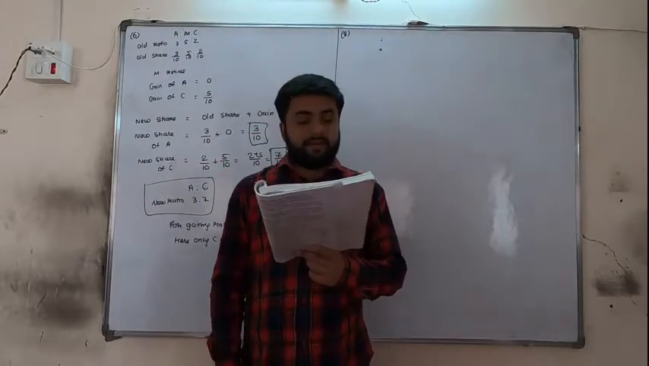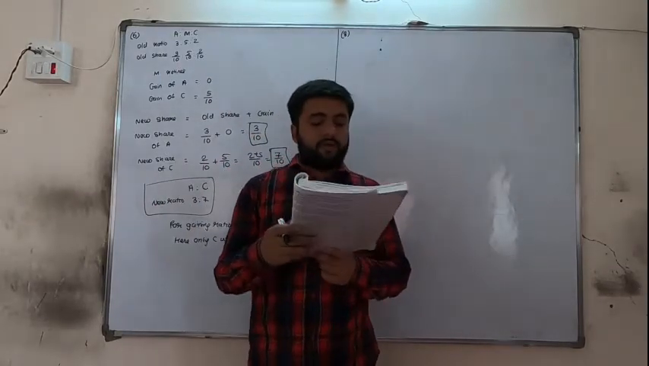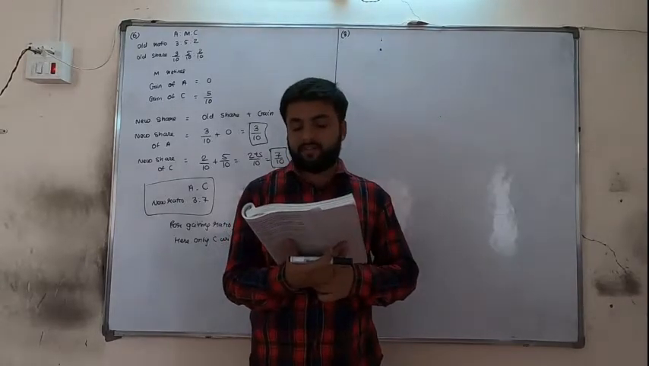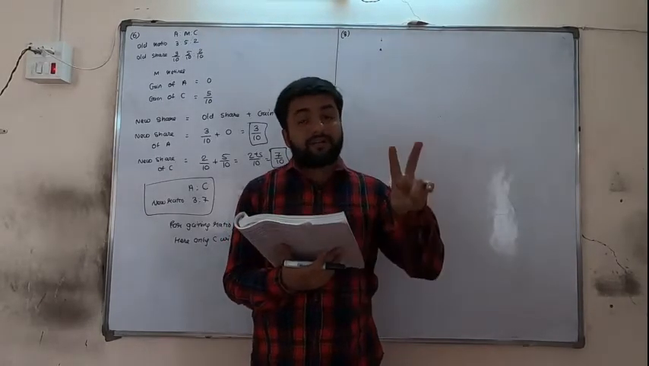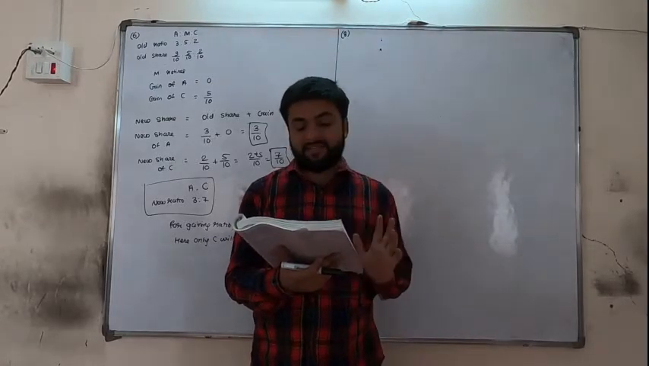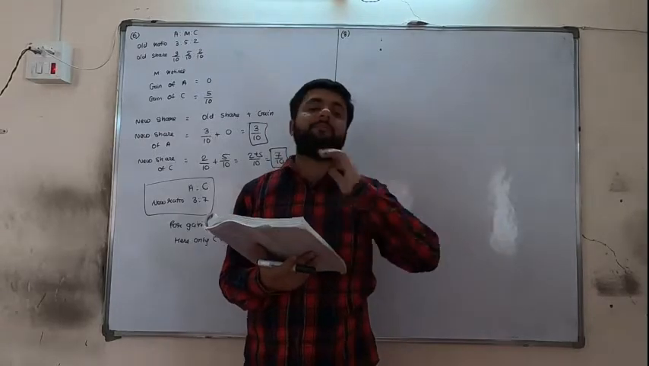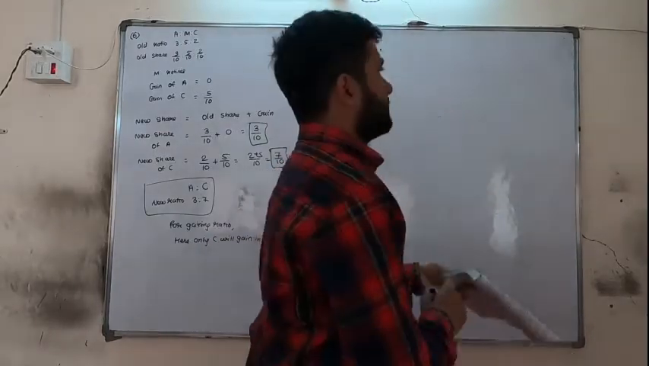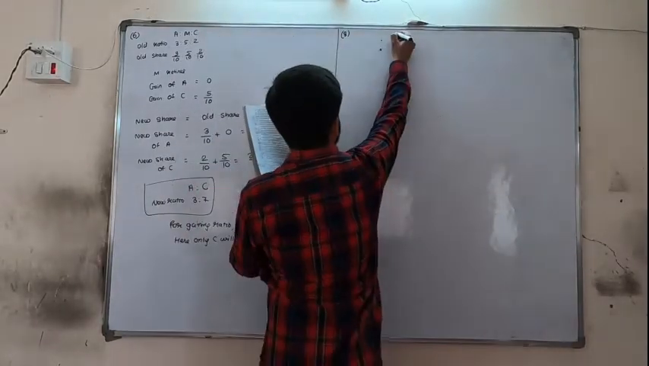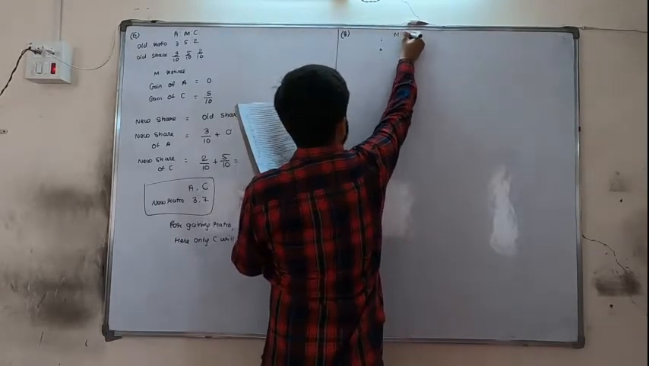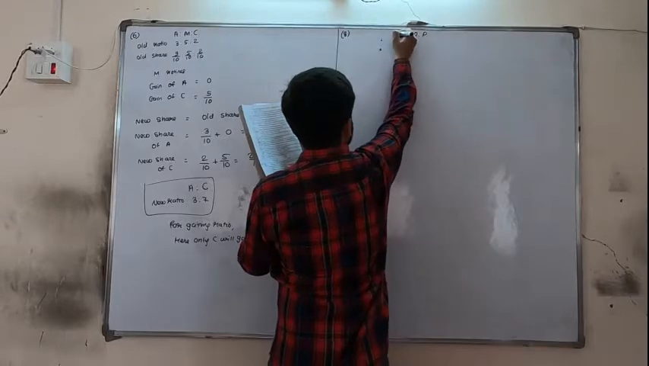M, N, O, P are partners sharing profit and loss in the ratio of 5:3:2:2. Two partners are retiring, N and P. N's share is obtained by O, and P's share is obtained by M. So they are giving the shares to the respective partners. Okay. M is to N is to O is to P.